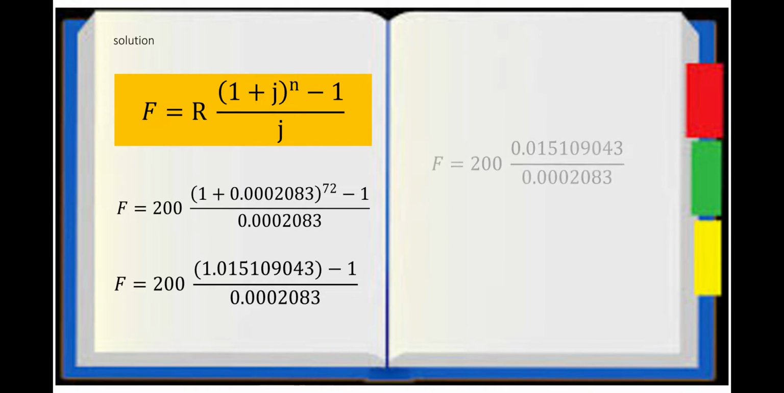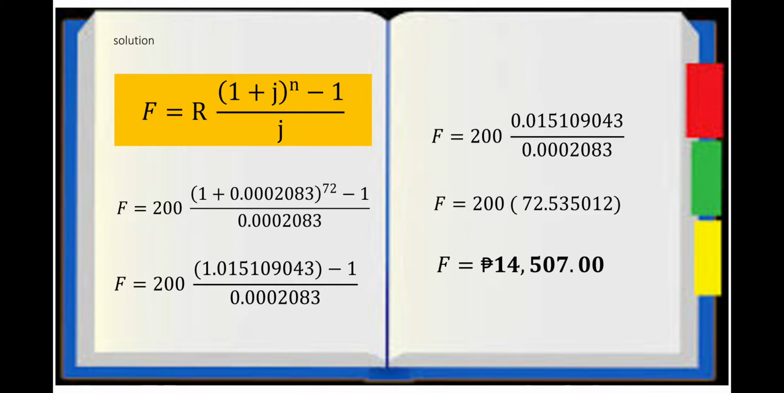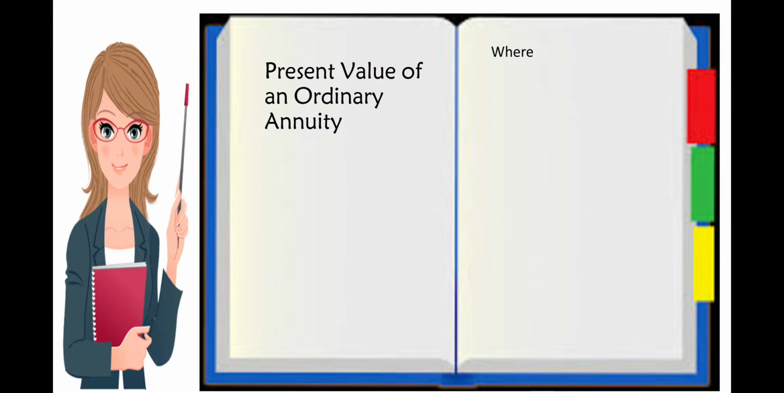1.01510943, minus 1 is equal to 0.01510943, divided by the value of j, which is 0.002083, is equal to 72.535012. Multiply by 200, so we have 14,507 pesos. So this is the future value of Maricar after 6 years.